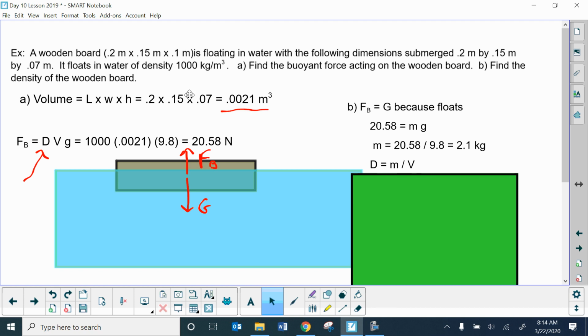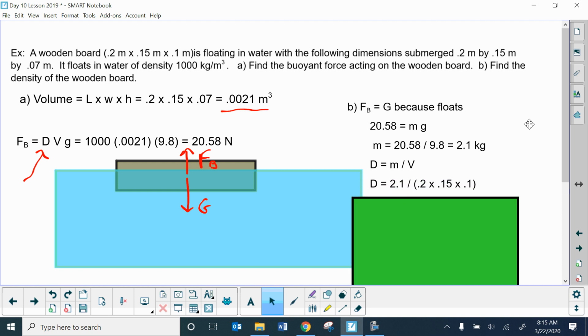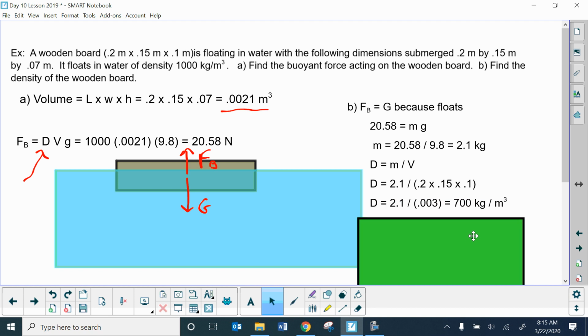We know the mass, and actually we know the volume because the dimensions were given to us. They gave us the volume that was submerged, and that's what we used for the buoyant force. But for the density of the whole board, we need the volume of the whole board. So it's the entire mass of the board divided by the entire volume of the board. I use 2.1, which is my mass, and divide it by the total dimensions, which is what we had up here, the 0.2, 0.15, and 0.1. And you get 700 kilograms per meter cubed. So that's the answer for the density of the wood.